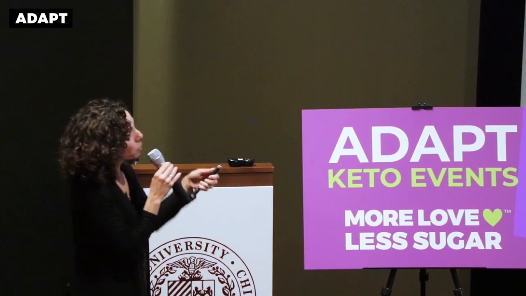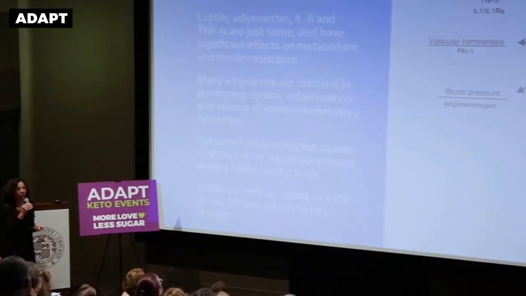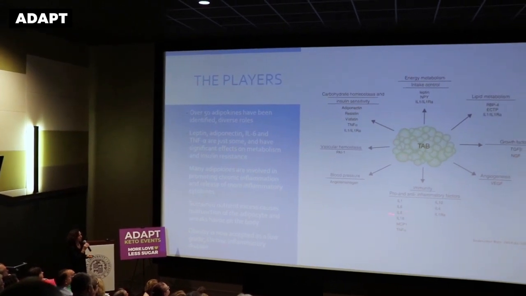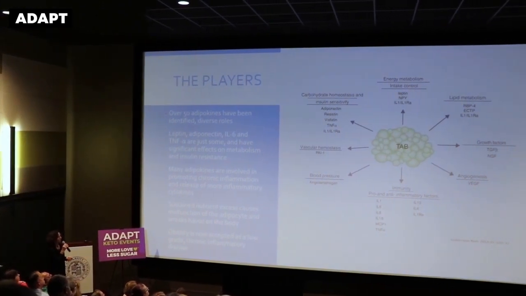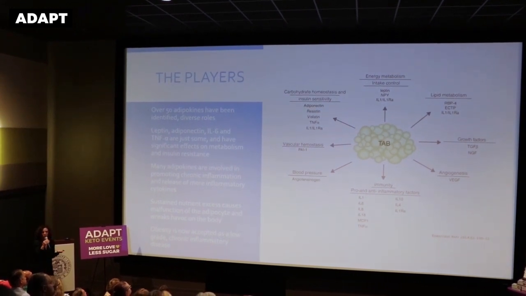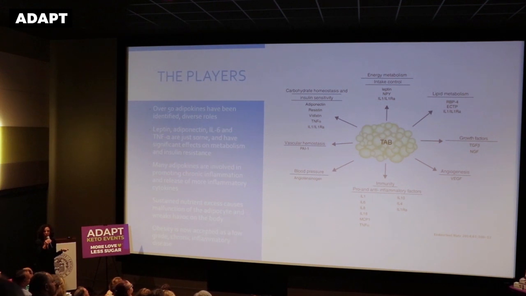All right. So as I mentioned, there are over 50 adipokines that have been identified, and they all have diverse roles. And you can see here, I'm not going to list them all. These are just all the adipokines that are released by the fat cells. And this is just what we know of today. This is a field that's expanding, and there's so many more that we're discovering all along, everywhere.